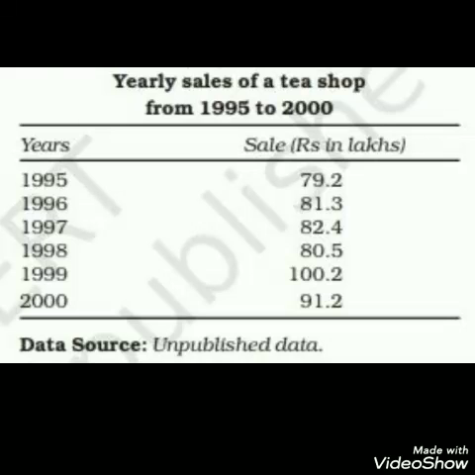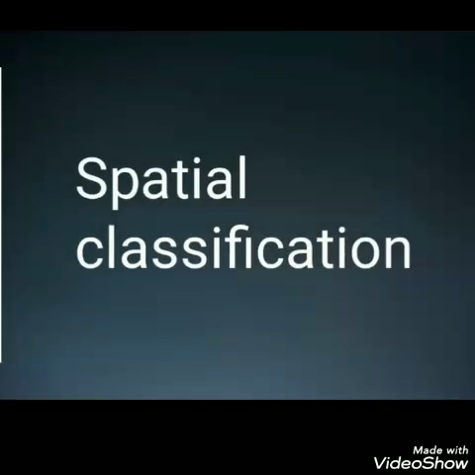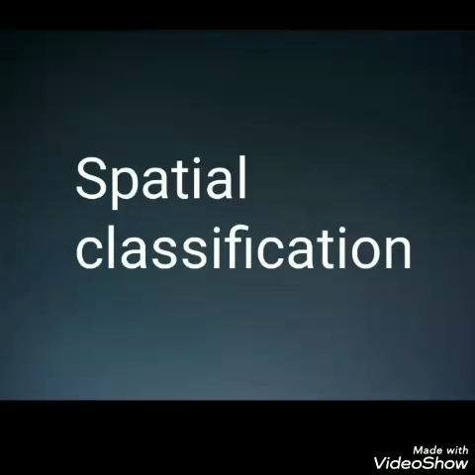After it, the next one is spatial classification. Spatial classification is done on the basis of place. The place may be a village, town, block, district, state, country, etc. Any classification which we can do on the basis of some place or some region is called spatial classification.